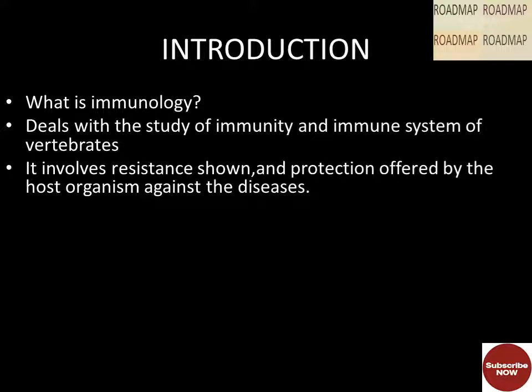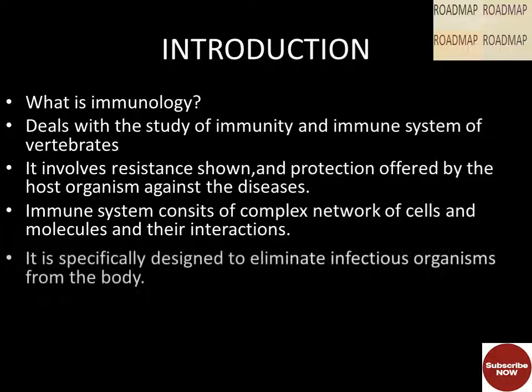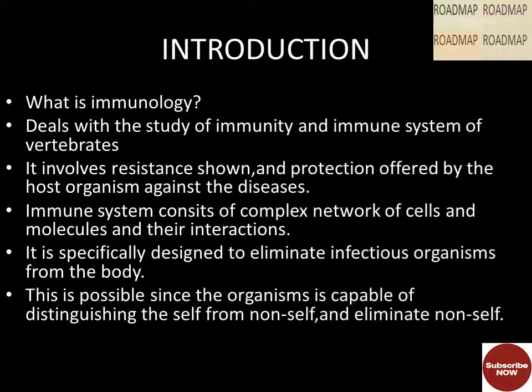So the immune system consists of a complex network of cells and molecules and their interactions. Now it is specifically designed to eliminate infectious organisms from the body, and it is possible since the organism is capable of distinguishing the self from non-self and eliminating non-self. So immunology is divided into two types, basically innate immunity and adaptive immunity. Innate immunity is also called non-specific immunity, and adaptive immunity or acquired immunity is called specific immunity.